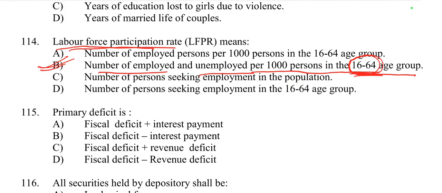So option B is right here, because labor force participation rate measures the proportion of the working age population. Working age population means the age group of 16 to 64. So that is either employed or actively seeking employment, providing an indicator of the active labor force within an economy. So option B is right here.